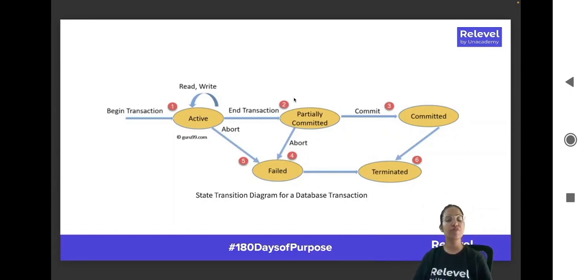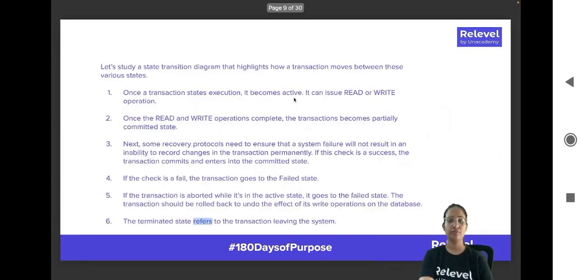So I hope this gives you a good idea of how a transaction transitions from one state to another. And there's a relevant diagram to show this.